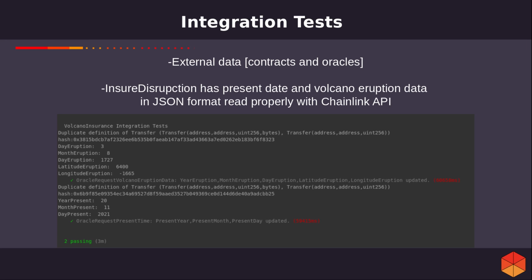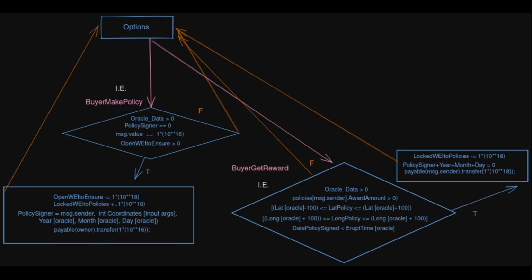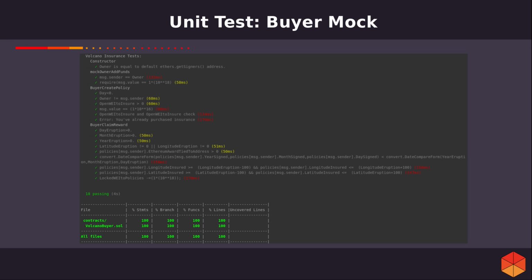Hardhat integration testing confirmed that our requested data was getting put on-chain correctly. This is critical, for the oracle must have its job ID, oracle address, a JSON URL, and a correct JSON path to work properly. The buyer logic flowchart shows how the smart contract allows buyers to buy policies and to claim rewards from their policies that are valid. We unit tested buyer logic with Hardhat.